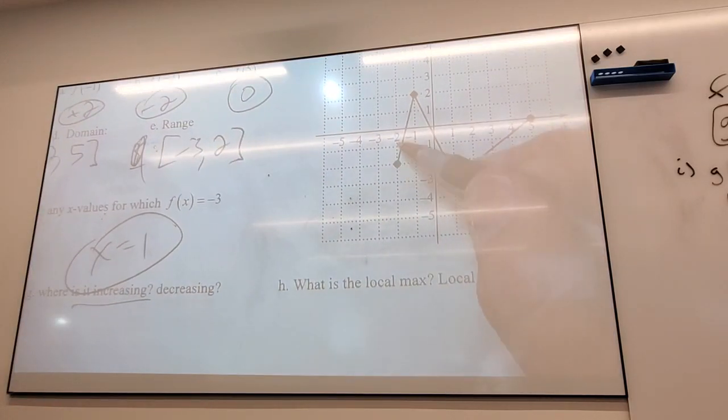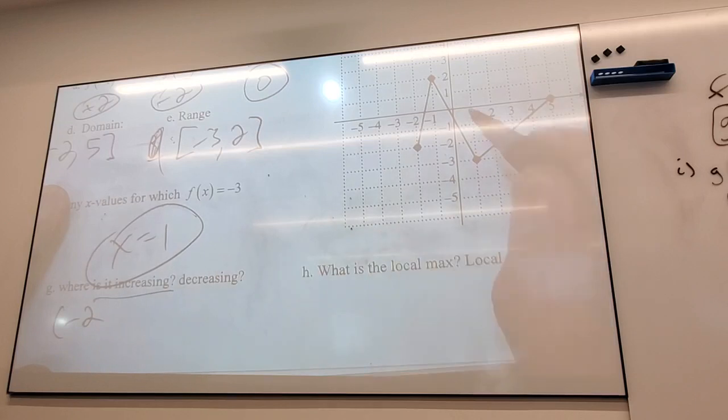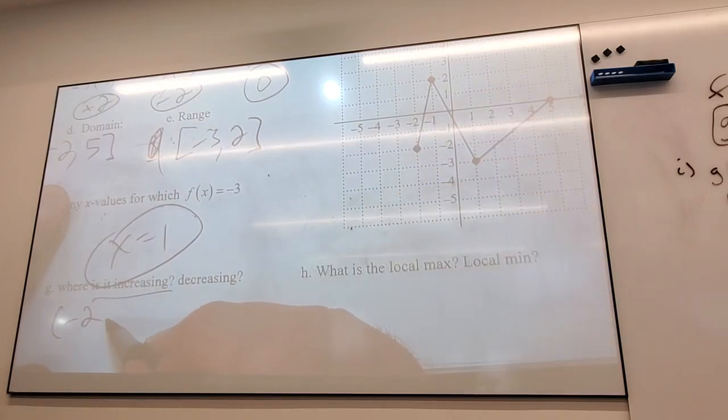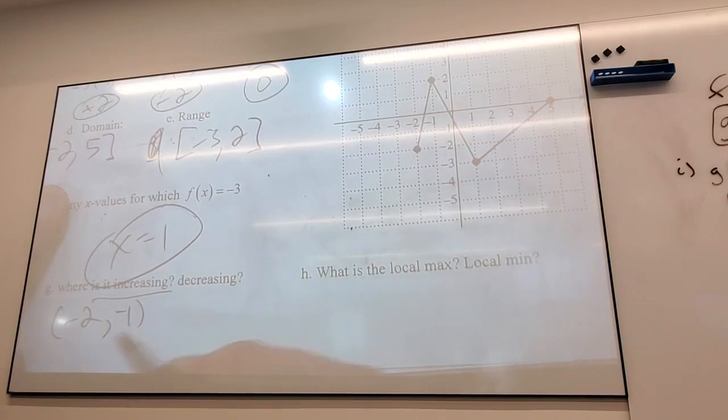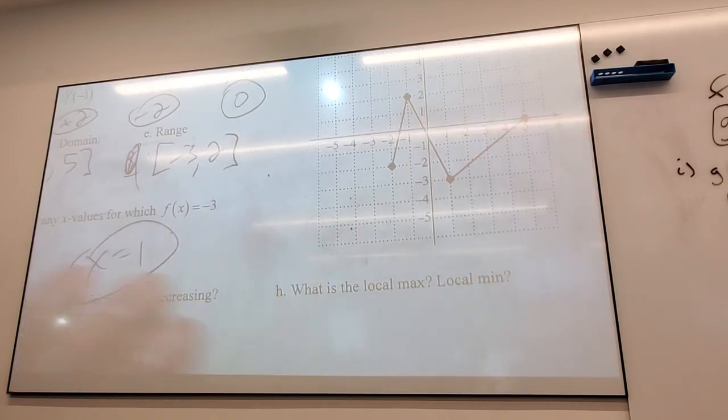And here's something a little weird. Is it increasing right at negative 2? No. I don't know. It doesn't even exist. So I'm going to do this. You almost never include the endpoints. Negative 2 to negative 1, it's increasing. Where else is it increasing? From 1 to 5.